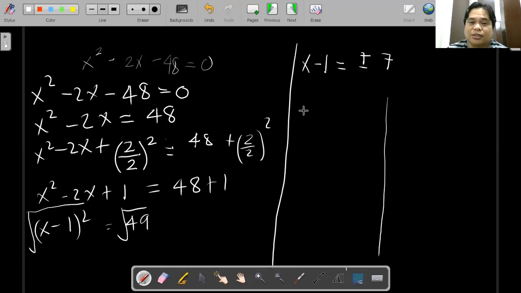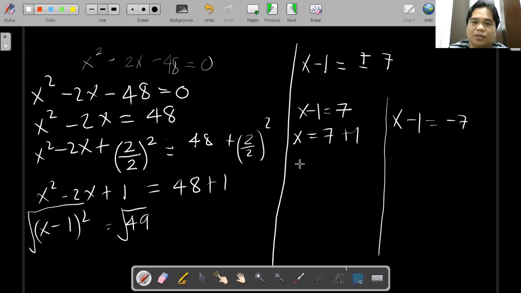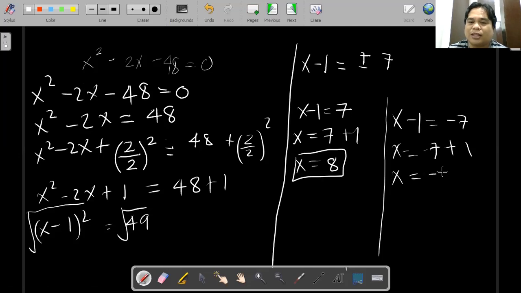Okay. So the only thing left for you to do is to solve for x by considering the two values. Okay? Solve for x, transpose the minus 1 to the other side. This becomes 7 plus 1. So x is equal to 8. All right. And then this one becomes minus 7 plus 1. So negative 7 plus 1, that's negative 6. Once again, we now have two values of x. That's 8 and negative 6.